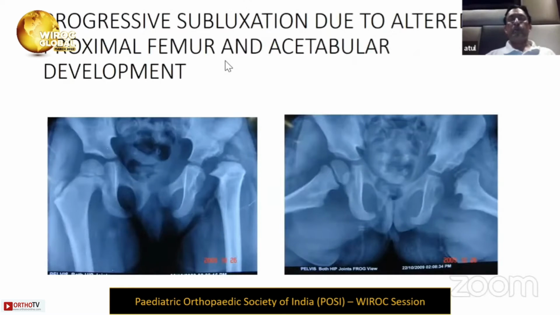So progressive subluxation due to altered femoral geometry and socket development is not uncommon, like seen in this child, where as a sequela of sepsis, you can see that the head is subluxating. There's a remnant of overgrowth of the neck here. This was the lateral view.